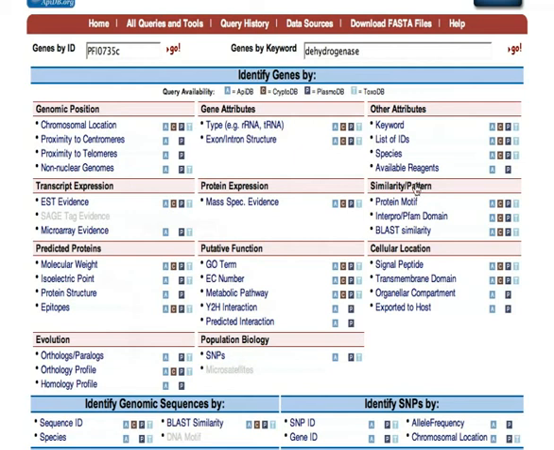There are also other queries to identify genes based on keywords, species, available reagents such as those from the MR4, queries to identify genes based on similarity or computed domains such as their protein motifs, BLAST similarity, and also queries to identify genes based on their cellular location. That is, is the gene a signal peptide, does it contain a transmembrane domain, etc.